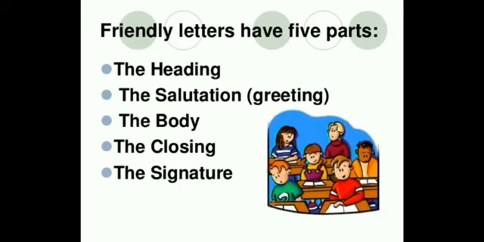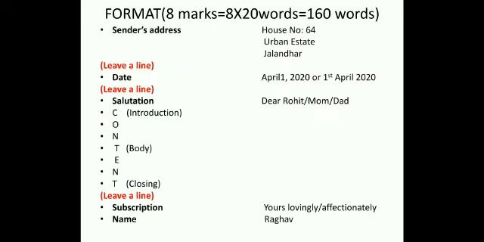In order to write an informal letter, you have to keep these 5 points in your mind. The first one is the heading. The second one is the salutation or greeting. The third one is the body. The fourth one is the closing. And the fifth one is the signature or the name. So let's discuss the format of an informal letter.